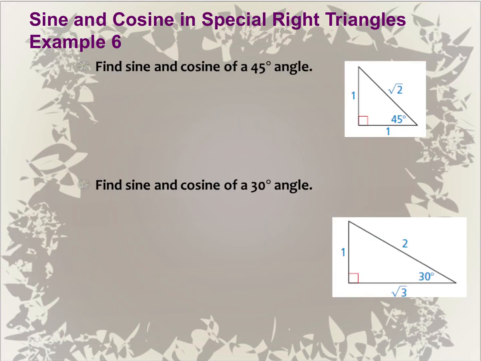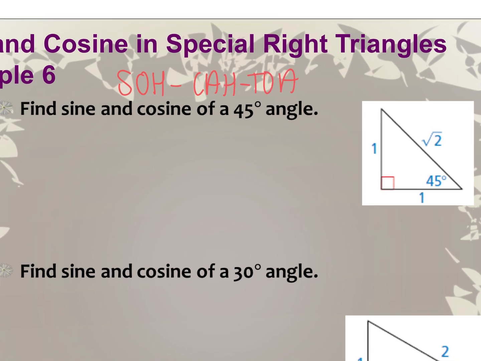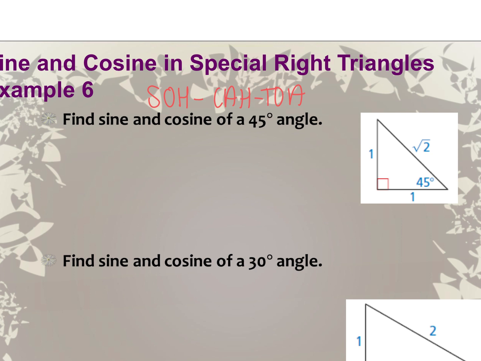All right, solving sine and cosine in special right triangles. Looking at this, knowing SOHCAHTOA. Again, plugging in what I have. I'm just writing it on here. SOHCAHTOA. I'm going to do sine first. I'm using 45 degrees. So I have sine.